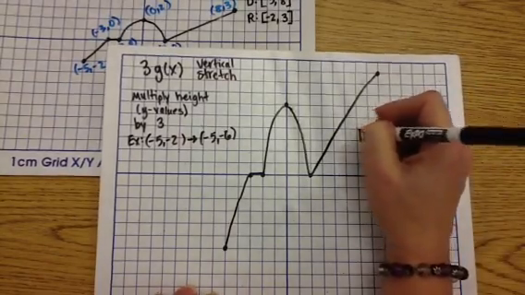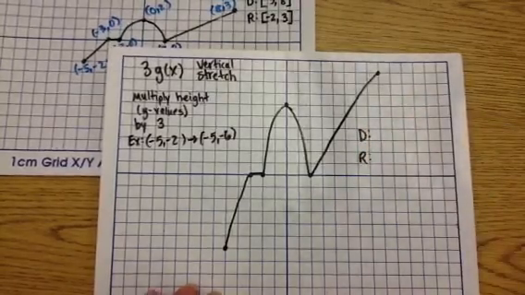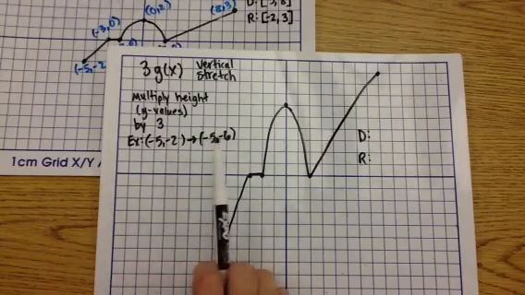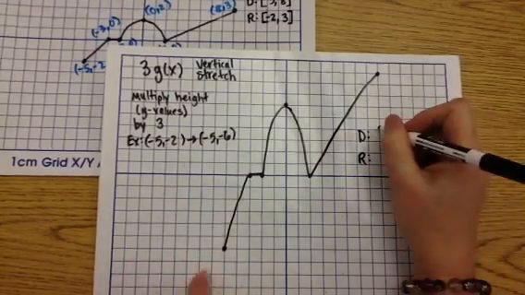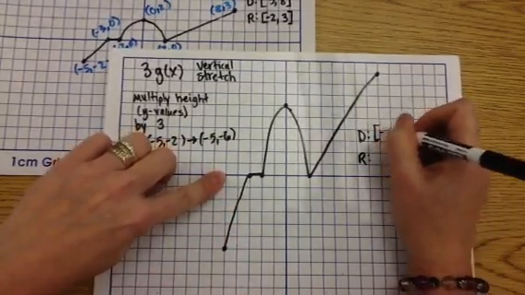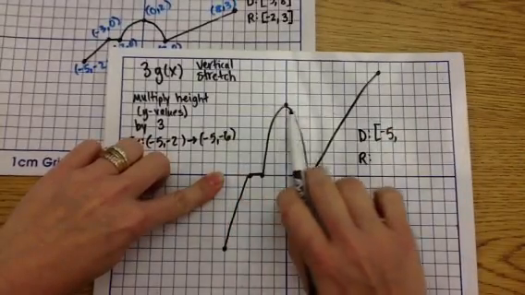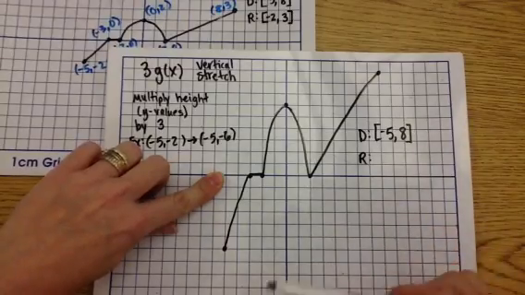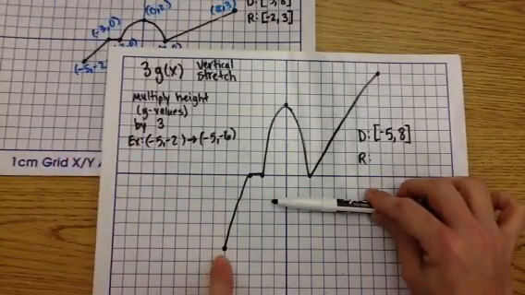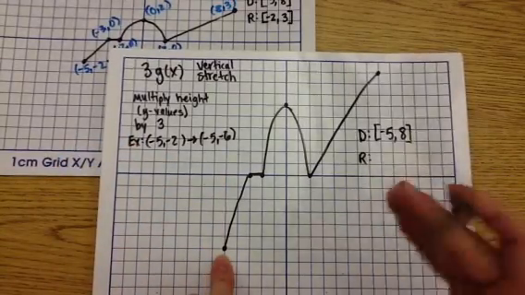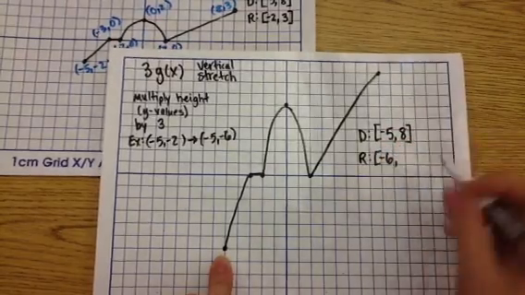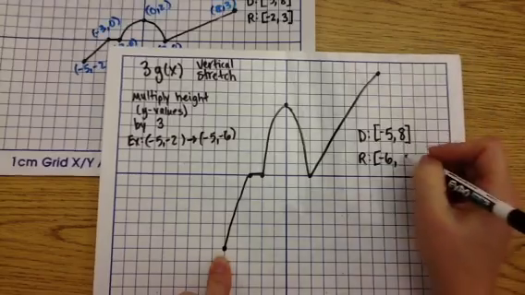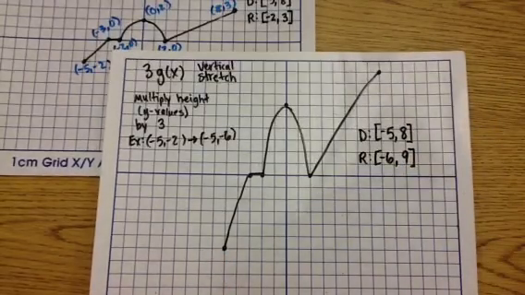I want to figure out the domain and range of my new function. Scanning from left to right, my lowest x value was that -5 here. My highest x value went all the way over to 8. And for range, the lowest y value is now all the way down here at -6, and the highest y value is all the way up here at 9. So -6 to 9 with brackets.